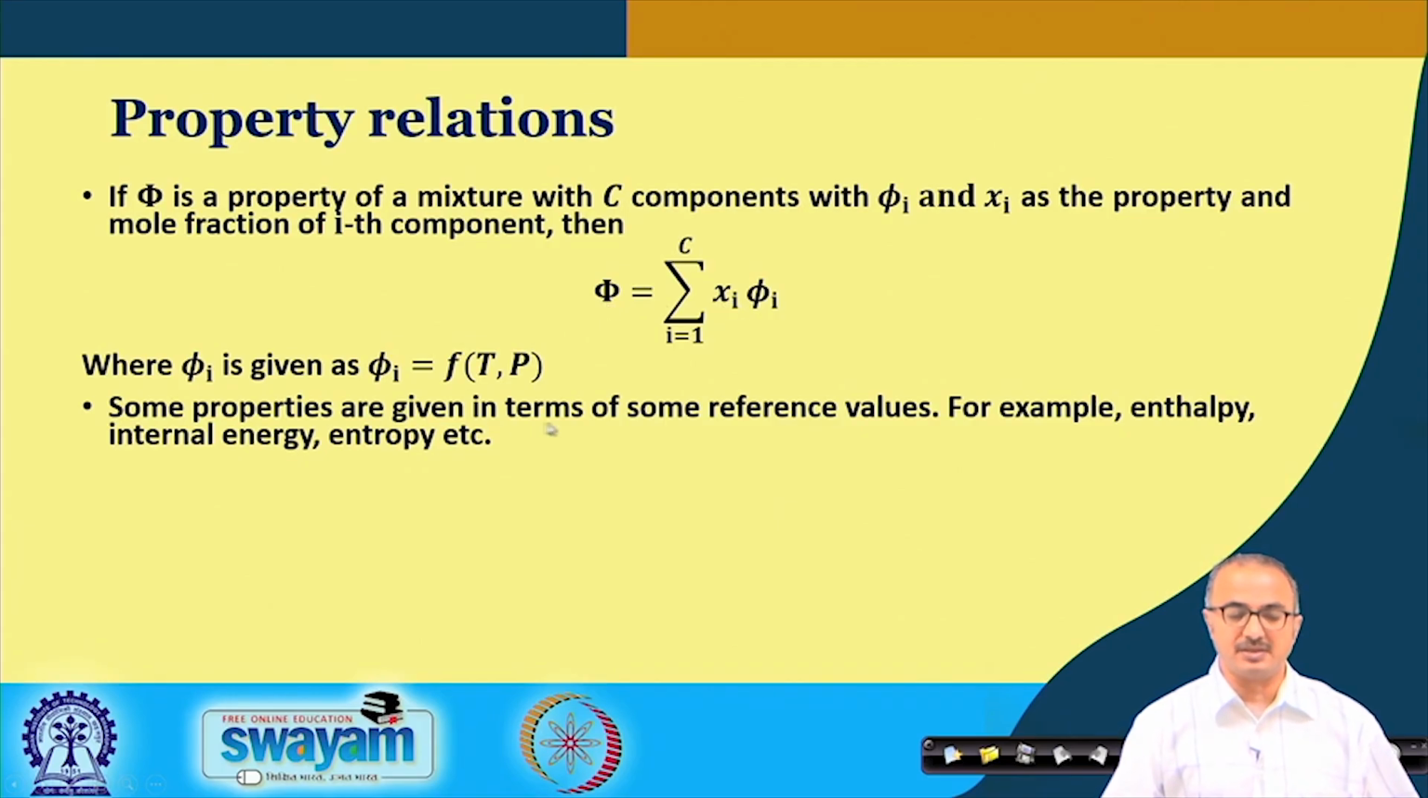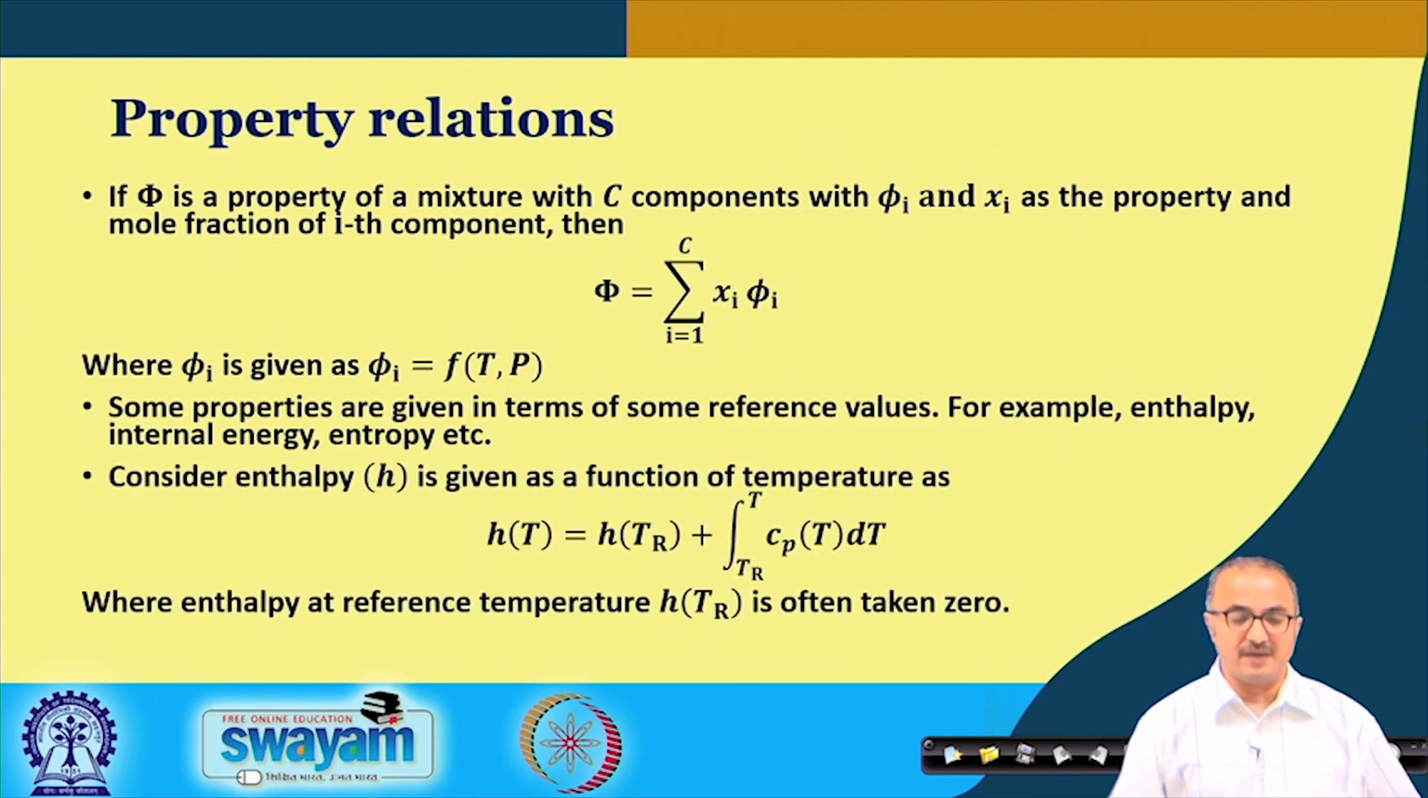Now, some properties are given in terms of reference values, for example, enthalpy, internal energy, entropy. For these properties we need some reference, because there is no absolute value of these properties. One example is the enthalpy. I am not going into any kind of derivation, because these are taught in full detail in thermodynamics, and you have a separate course dedicated to this. I am just taking the important relations to demonstrate it.